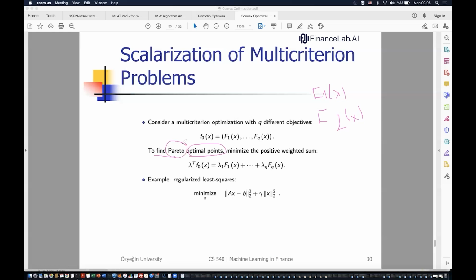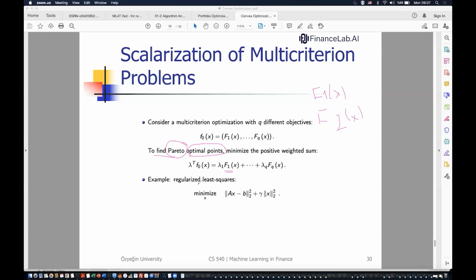So in order to come up with a single value from the Pareto optimal points, we minimize the positive weighted sum of these objective functions. For instance, we multiply the objective function F1(x) with lambda 1, and F_q(x) with lambda q. So all objective values are multiplied by scalars, and this becomes the resulting objective function.